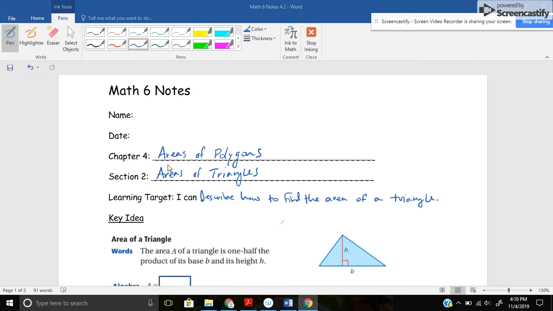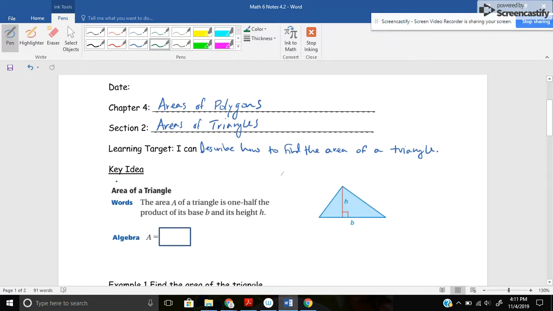Okay, we're still in chapter 4, which is areas of polygons. Remember, polygon just means many-sided shape. Our learning target is I can describe how to find the area of a triangle. So go ahead and fill those in on your sheet, as well as your name and the date, and we will get rocking and rolling.